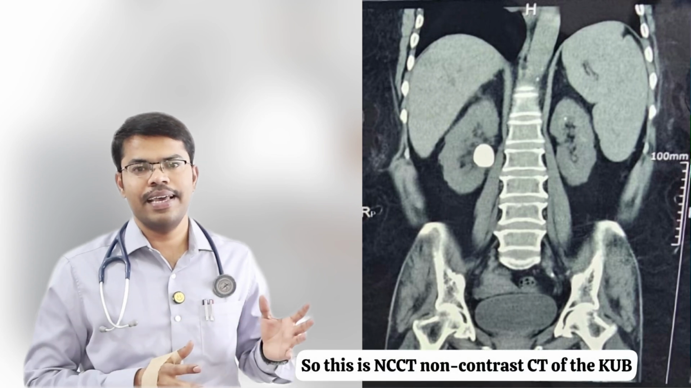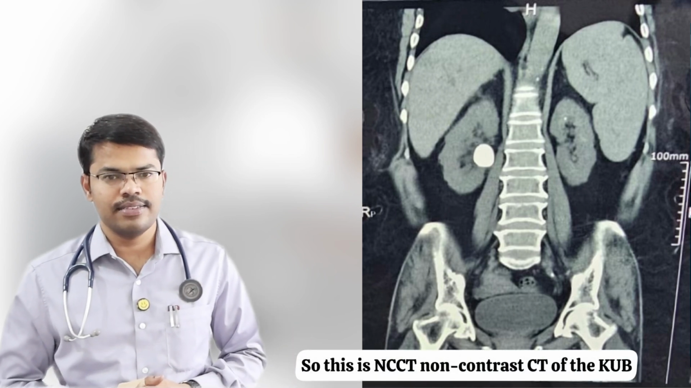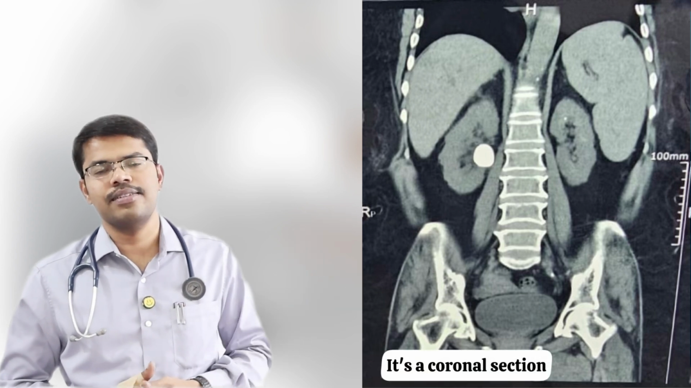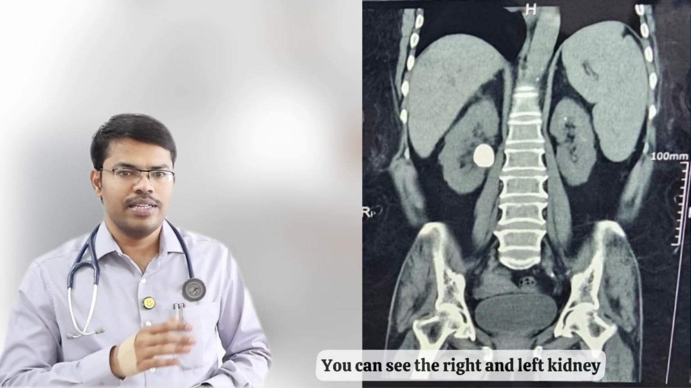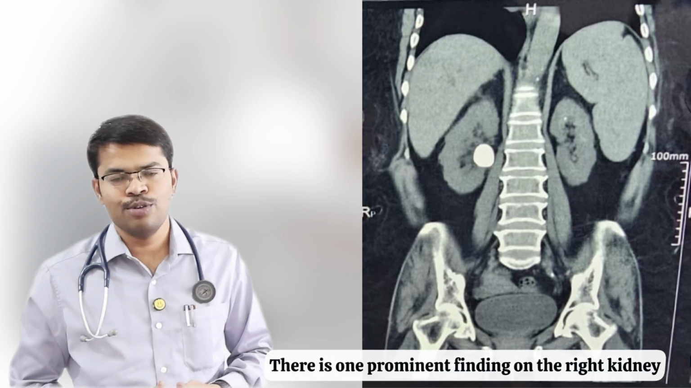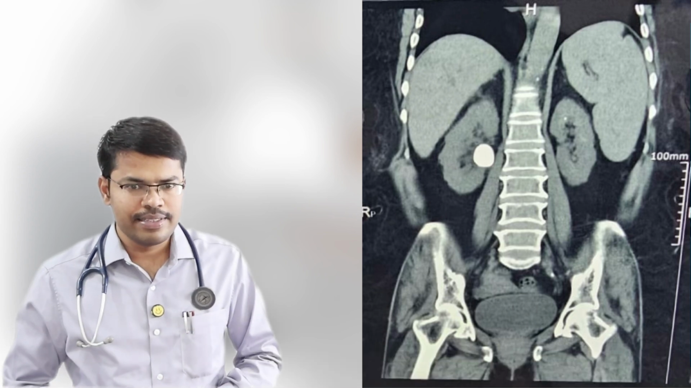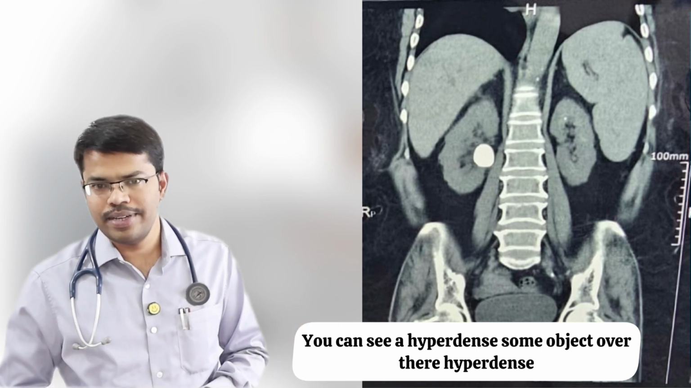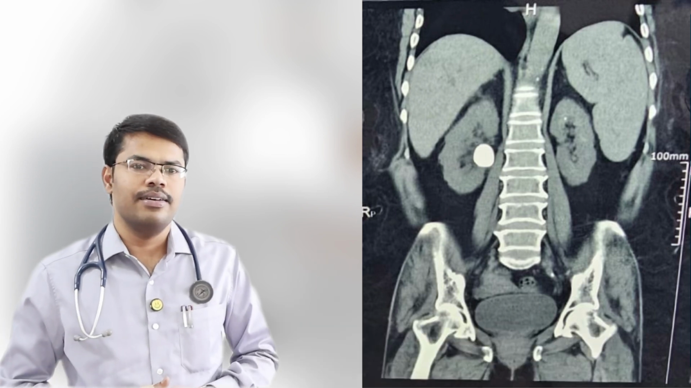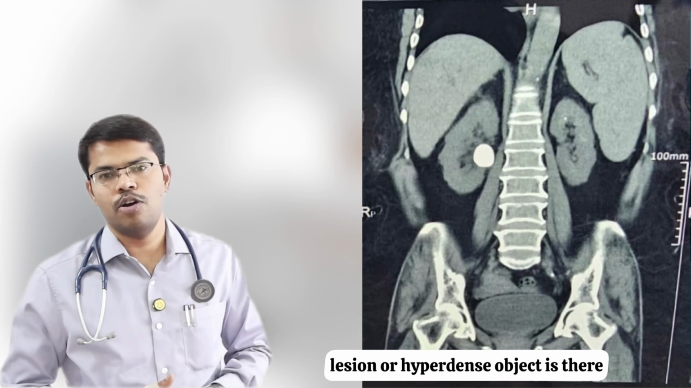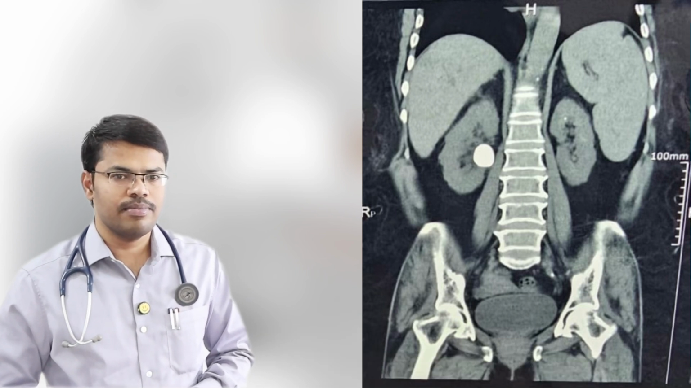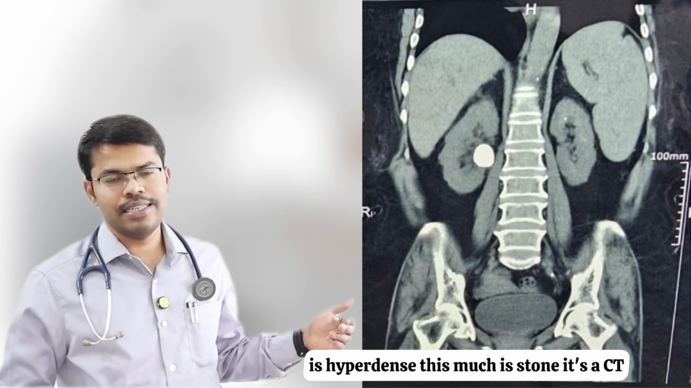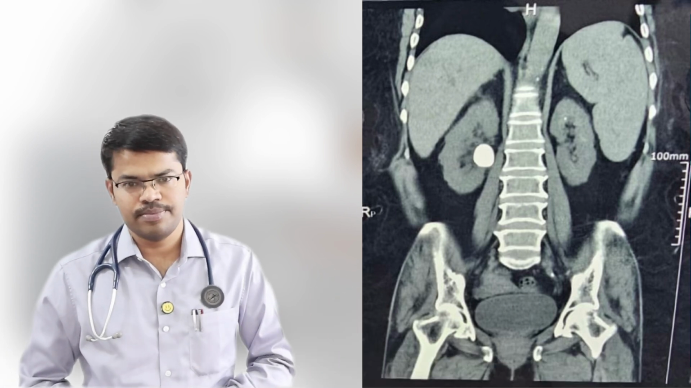So this is NCCT, non-contrast CT of the KUB. What section? It's a coronal section. You can see the right and left kidney. There is one prominent finding on the right kidney. You can see a hyperdense object over there. Hyperdense lesion or hyperdense object is there. What is that? This hyperdense, this much is stone. It's a CT of a renal stone disease patient.